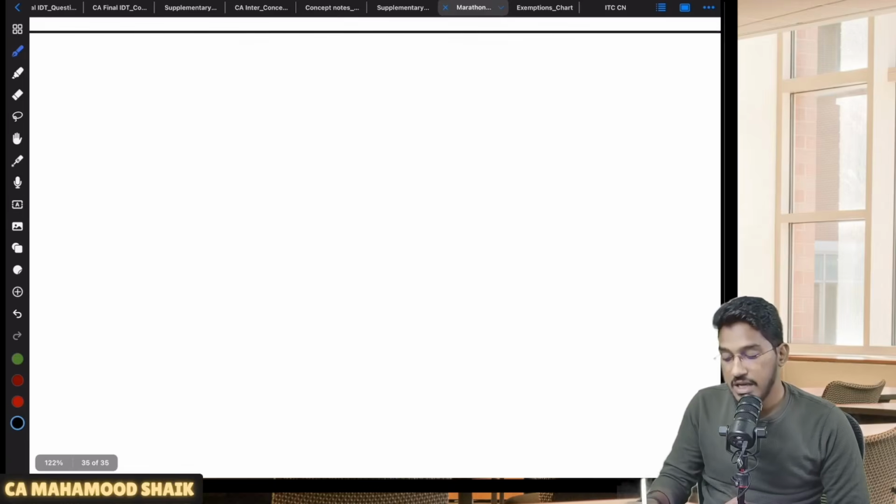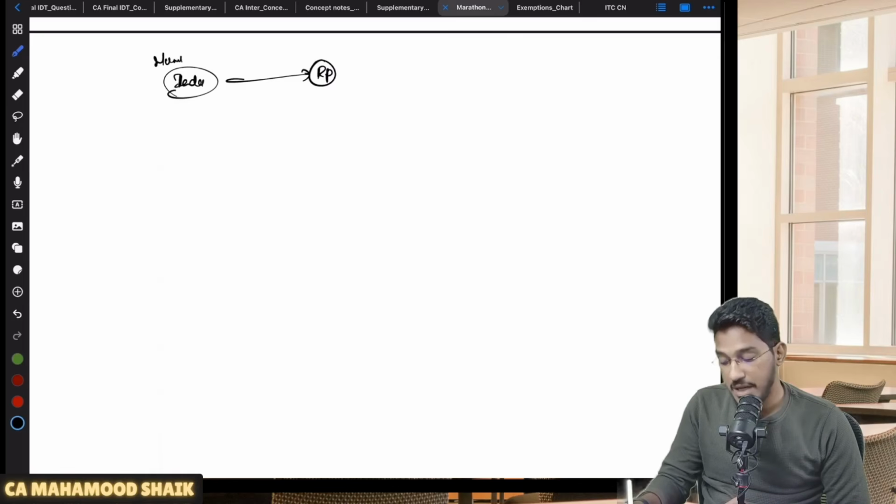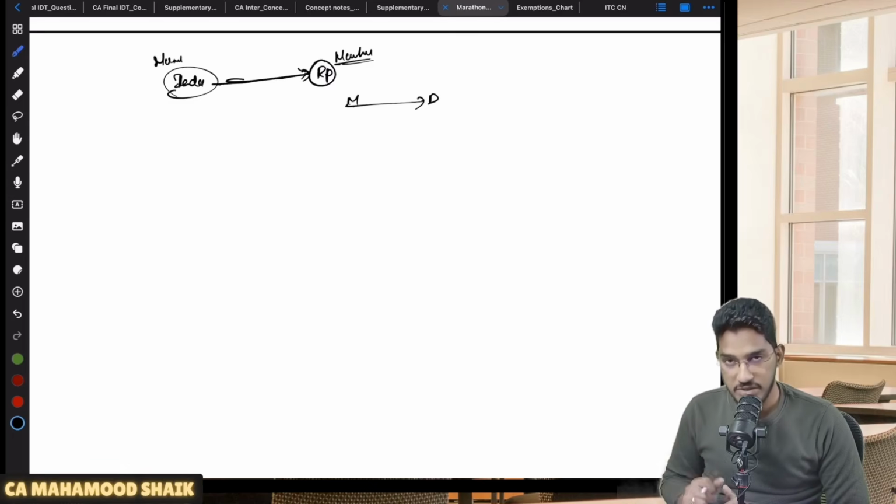Let us say, for example, I'm a business person. I'm a registered person, and I'm also registered at Mumbai. I'm traveling from Mumbai to Delhi, and I have booked an Indigo Airlines ticket. So Indigo Airlines is providing a service of passenger transportation. What is the place of supply?